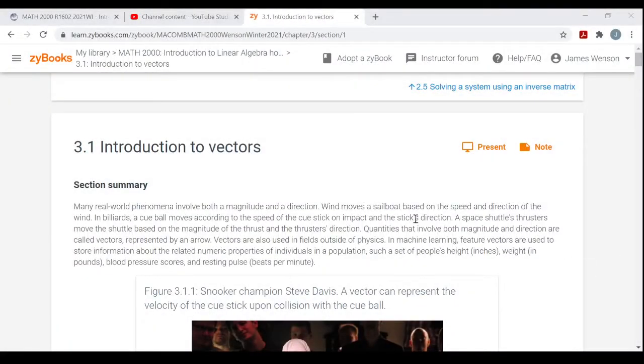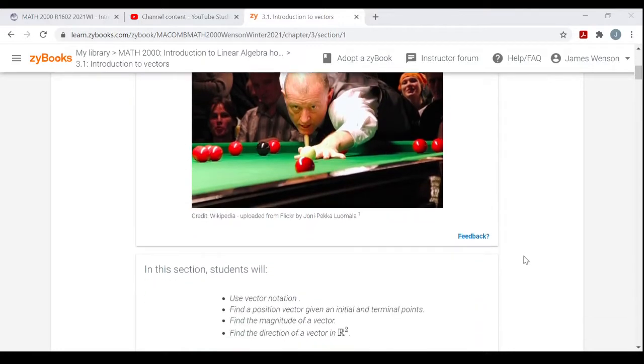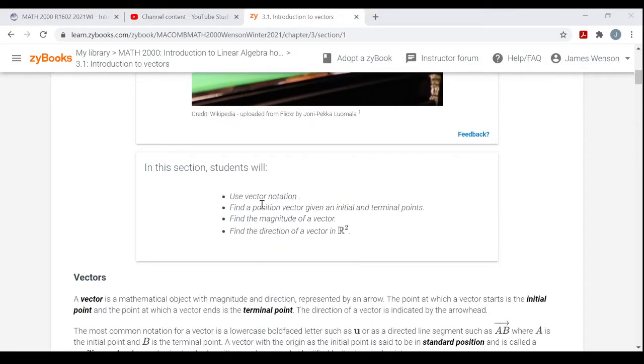All right, so here it is. Now again, I'm not going to read everything to you, and I'm not going to do all the activities. I'll just start things off and hopefully show you enough to be able to guide you through. They have the summary here. I'll let you read that on your own. Little photo and what the objectives are.